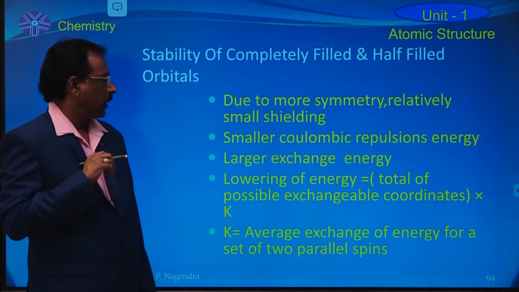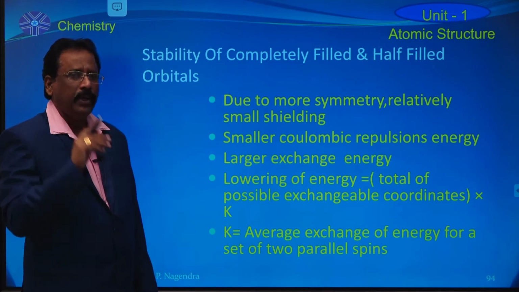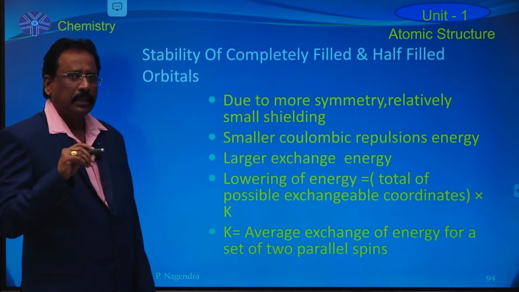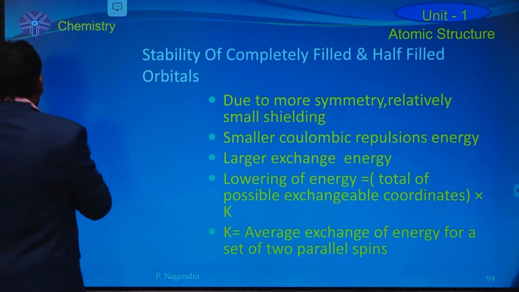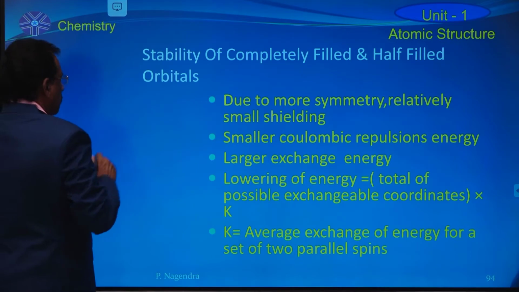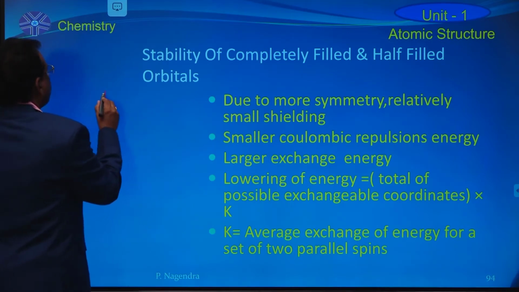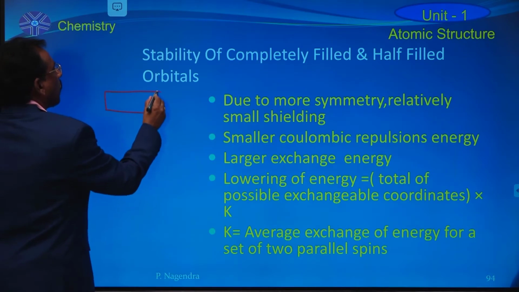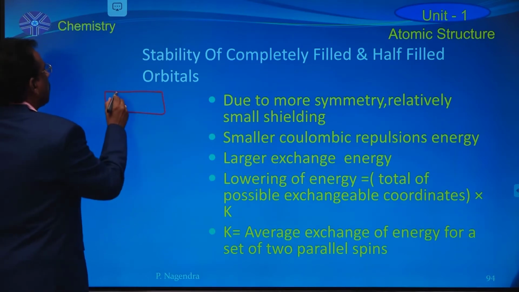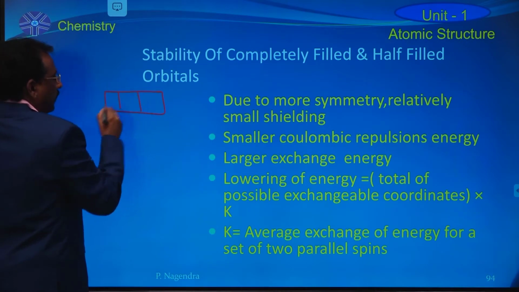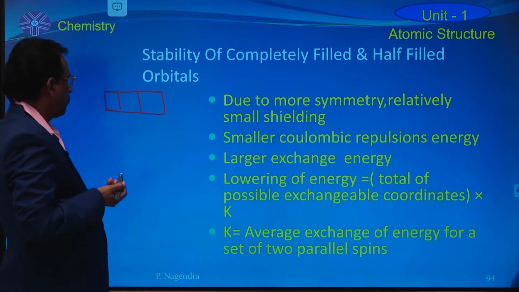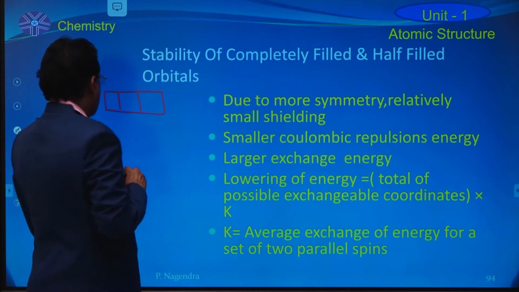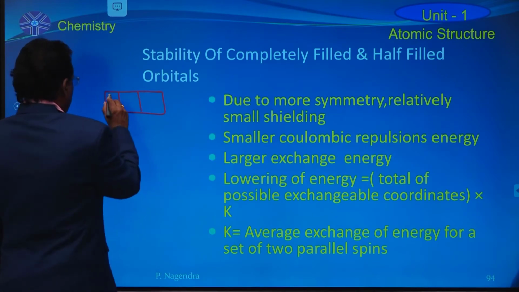A system of lower energy is more stable than a system of higher energy. So a very important point is, if the subshell is half filled or completely filled, that configuration shows more symmetry. For example, the p subshell containing 3 p orbitals. The maximum number of electrons present in the p subshell is equal to 6. Half filled configuration means p3.